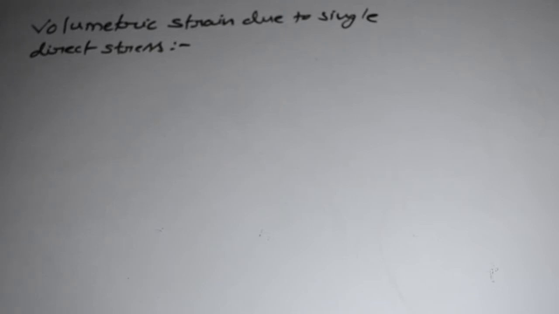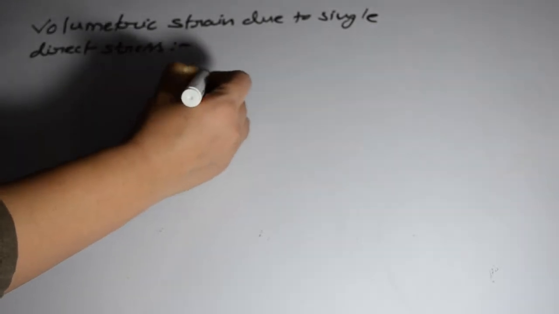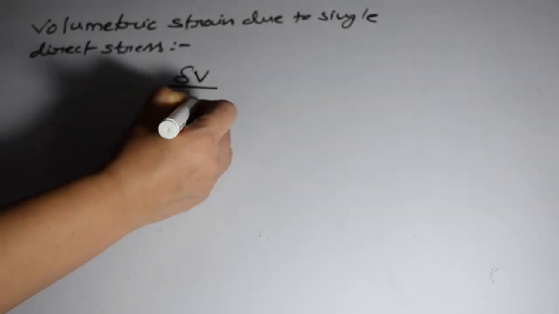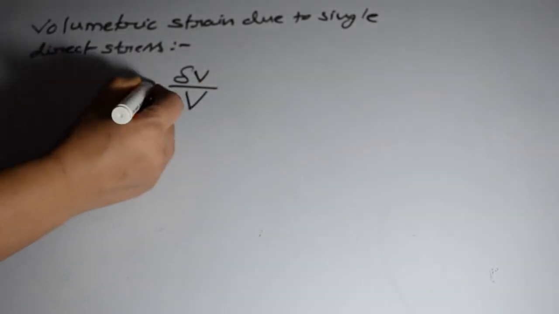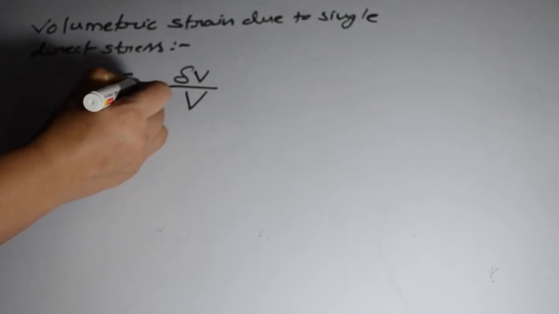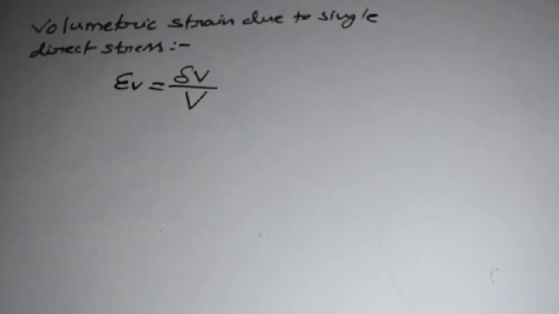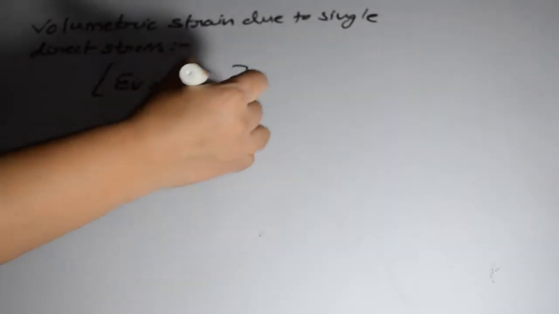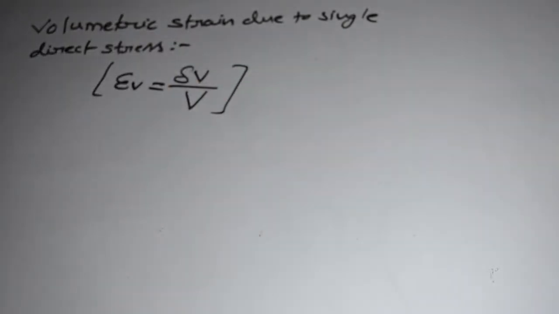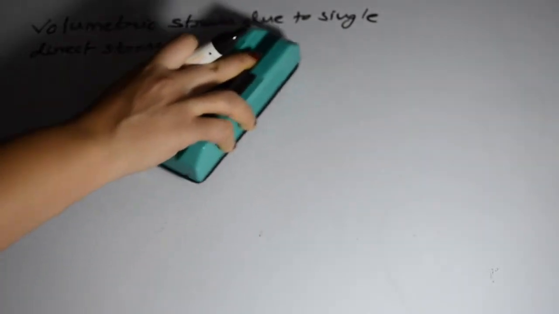I told you about the volumetric strain in one of my lectures of strength of material, that volumetric strain is the ratio of change in volume to original volume. That is, if we are considering delta V as the change in volume and V as the original volume, then the volumetric strain eta V equals delta V by V. So this is the volumetric strain.